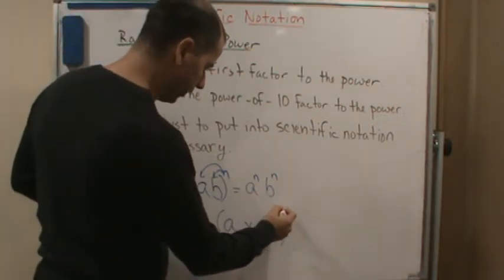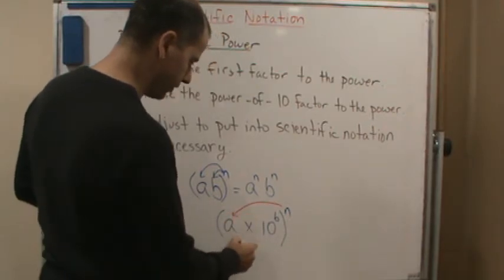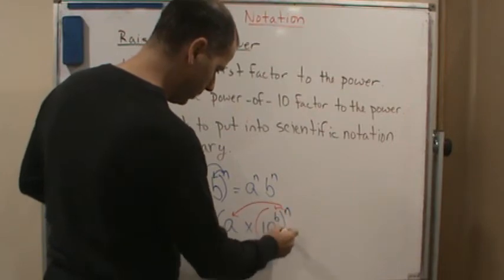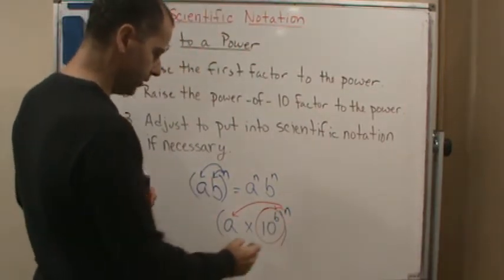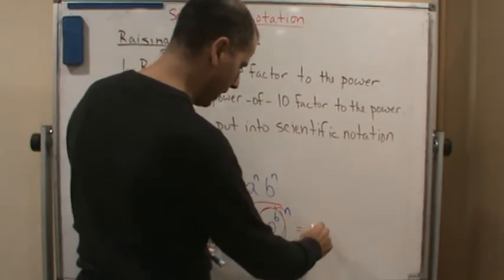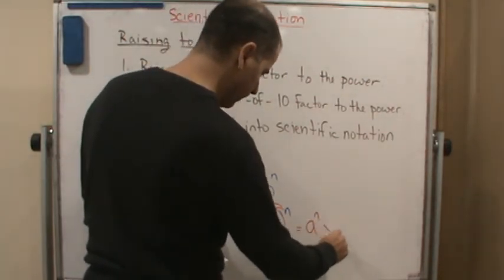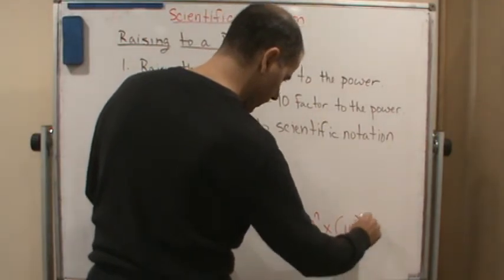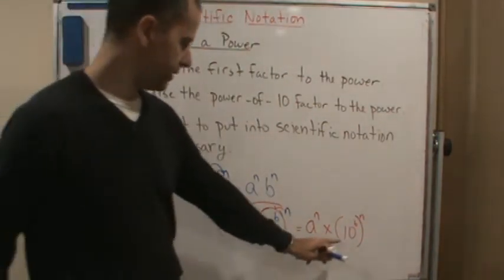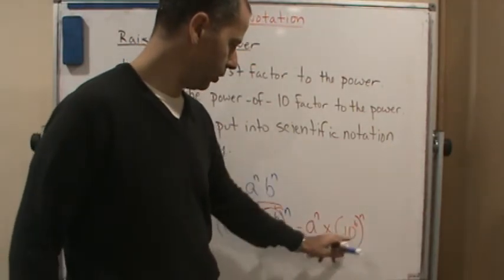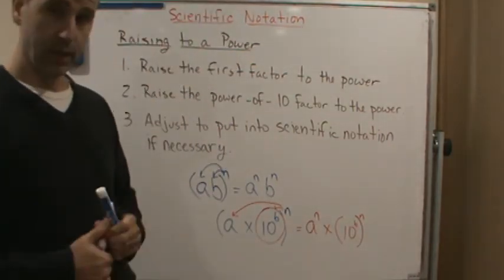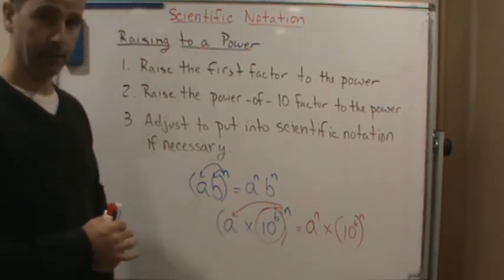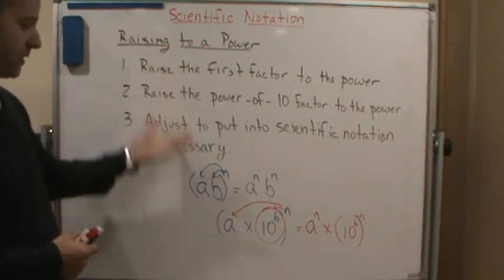to each factor. We're going to distribute the n to this factor, and we're going to distribute the n to this factor. And so what we end up having is a to the n times 10 to the power of b, also the whole thing raised to the same power. So again, all we're doing is applying this property here. So in the first step, that's basically what we're doing.